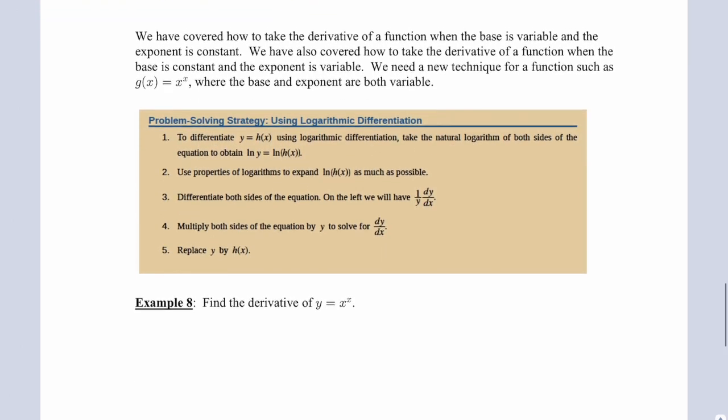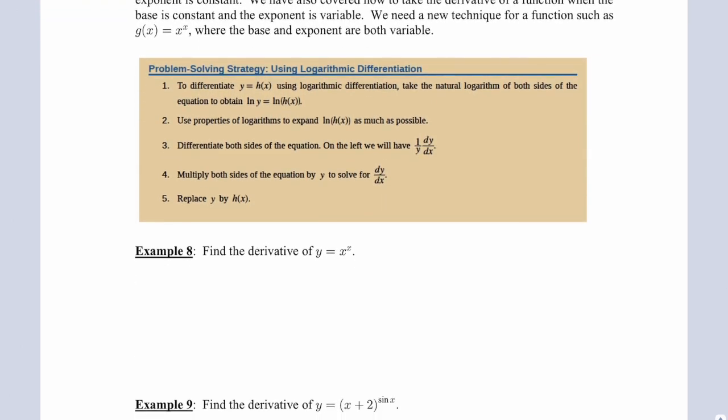Then the last thing we need to talk about in this section is how to deal with the derivative of a function when both the base and the exponent are variable. So far we have rules for if the base is variable, like x cubed or x to the 5th, and if the exponent is variable, say like e to the x or 5 to the x, but we don't yet know how to deal with something like this, x to the x, where both the base and the exponent are variable. So x to the x would be a simple case.